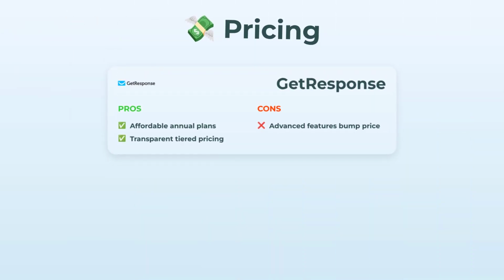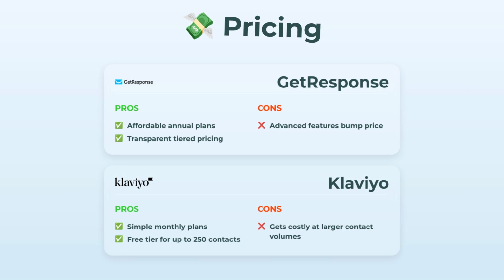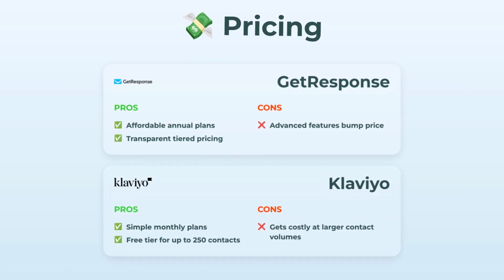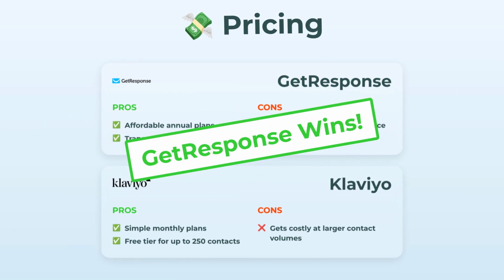GetResponse, honestly, keeps things pretty wallet-friendly. Their annual plans are actually affordable, and I love how their pricing tiers lay it all out. Super clear. But if you want their high-end features, yeah, the price jumps. Now, Klaviyo, on the other hand, they've got a free tier. Great if you have under 250 contacts. But as you scale, ouch, that price tag goes up fast, especially if your email list blows up. Between these two, GetResponse definitely takes the win when it comes to keeping costs down for most folks.